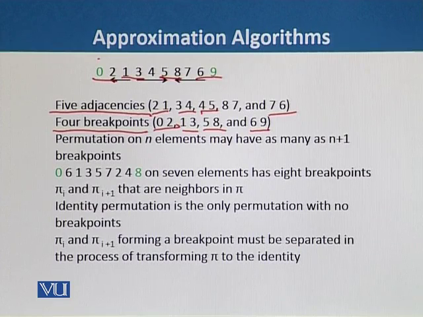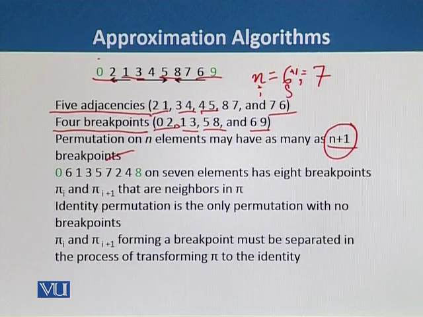A permutation on n elements may have as many as n plus 1 breakpoints. So it means that we have a maximum of n plus 1 breakpoints. If the value of n is equal to 6 elements, then we could have a maximum of 7 breakpoints, meaning we have to add n plus 1. So 6 plus 1 will be 7. Similarly, if n is 8, we add 1 and it will be 9. So it could be a maximum of 9 breakpoints.